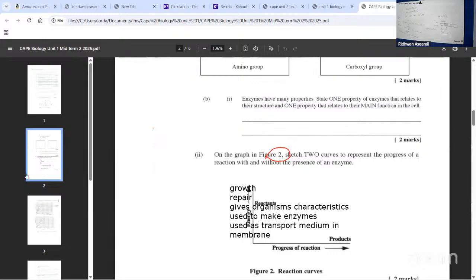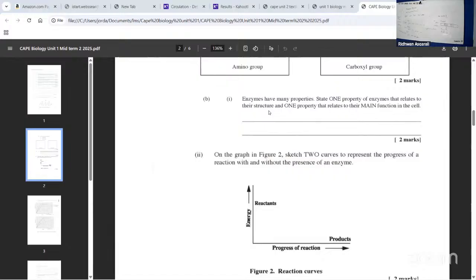Okay, so enzymes have many properties. State one property of enzymes related to structure and one related to the main function. So what's a property of enzymes related to the structure? Right? So enzymes are substrate specific, right? So you just have to state it, you don't have to explain it for this one. So you just state it, enzymes are substrate specific. So that's related to the structure.